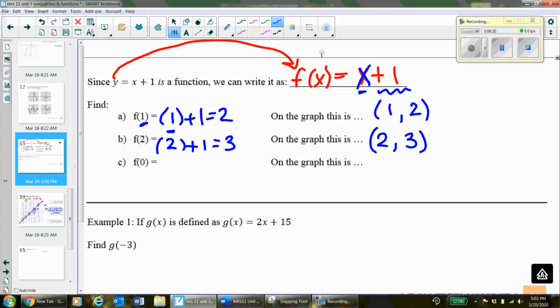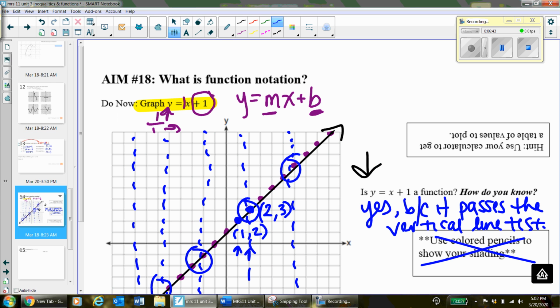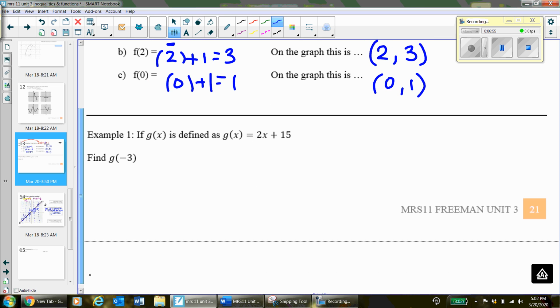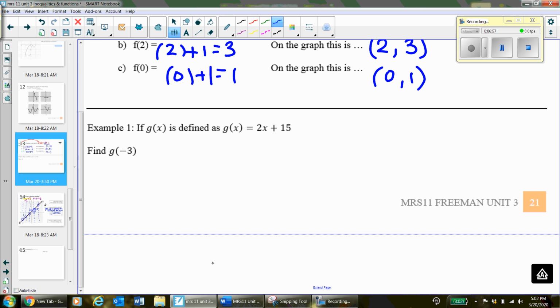Okay, so now same thing for 0. Plug in 0, add 1, I get 1. So on the graph, I should be looking for a point at (0, 1) to see if it's there and my math is correct. (0, 1), that's my y-intercept, and that is correct. Awesome. All right, so example 1, a little bit different, nothing crazy.